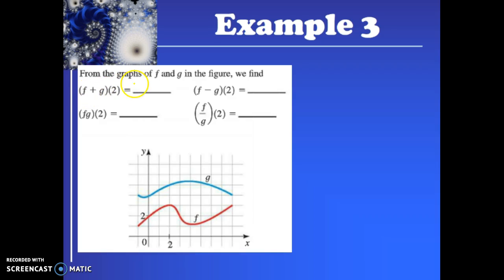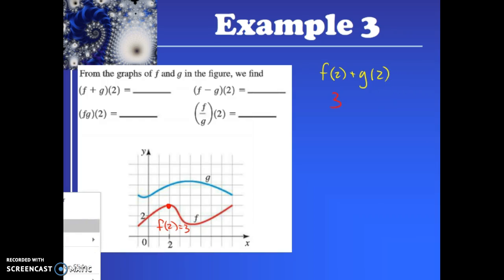This f plus g of 2 is basically asking us what is f of 2 plus g of 2. To find f of 2, I have to look on that f squiggle down the bottom at 2, and I have to recognize that f of 2 is going to be the height at that time, which is 3.